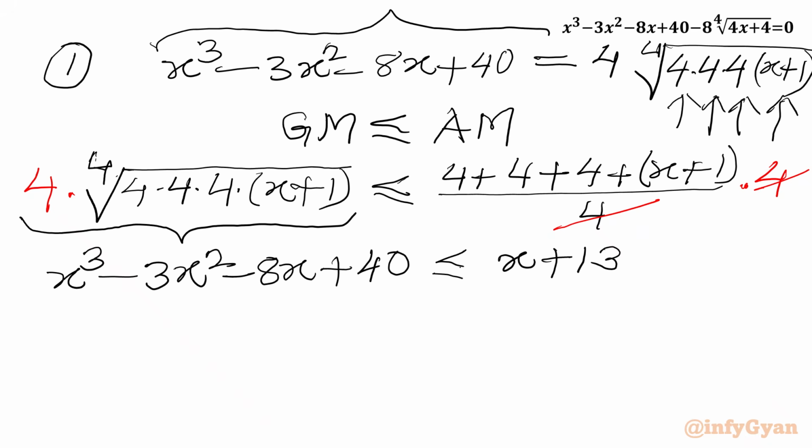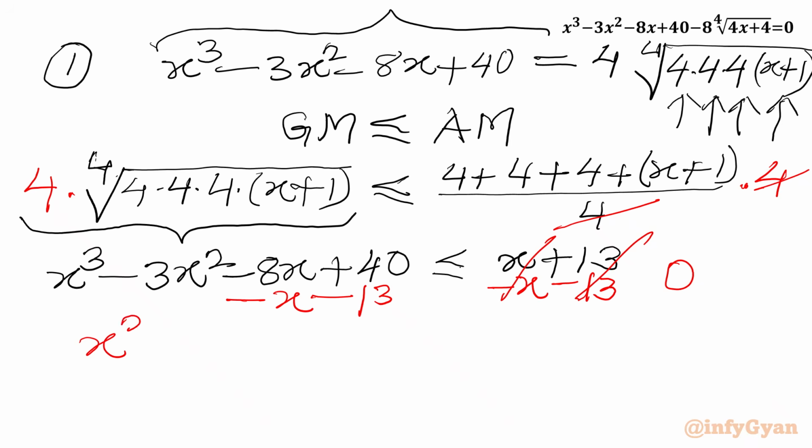Now we have to subtract x plus 13 from both sides. So I will write minus x minus 13 on both sides. Now the right side of this inequality becomes 0. Now we have to write the LHS of this inequality: x cube minus 3x square minus 8x minus x, which is minus 9x, plus 40 minus 13, which is plus 27, less than or equal to 0.